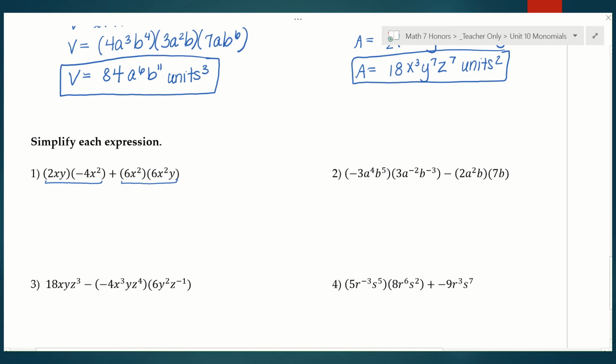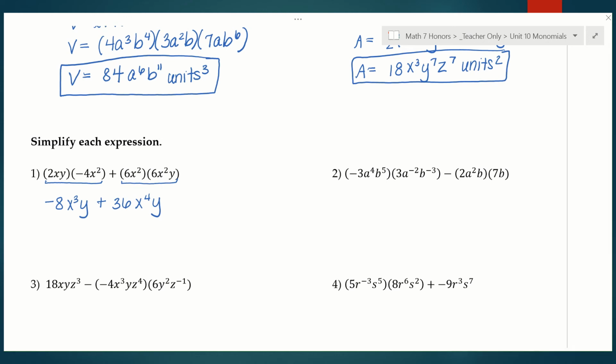So multiply our coefficients, we get negative 8, and then x to the first times x squared is x to the third. We just have a y there. Plus, let's multiply those other two monomials together. That would give us 36 x to the fourth y. Okay, so now we would add these together.